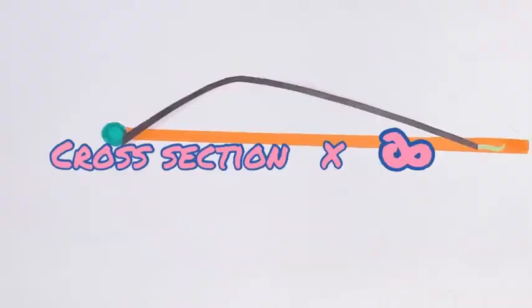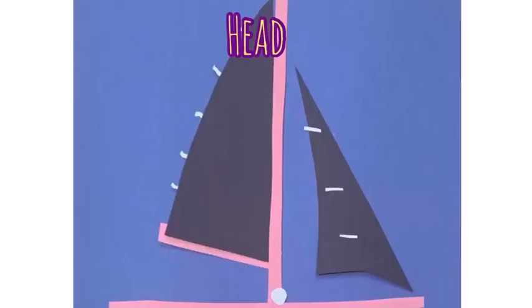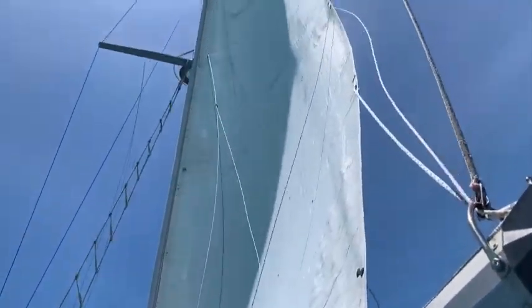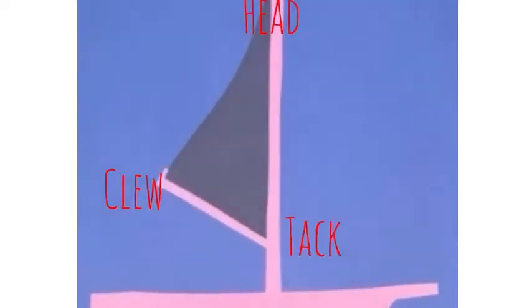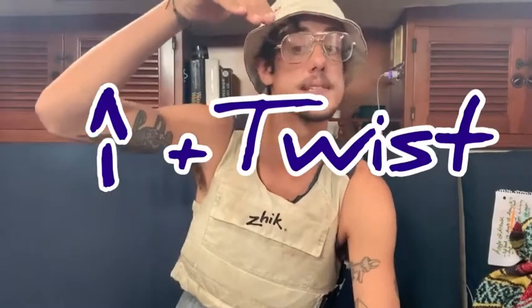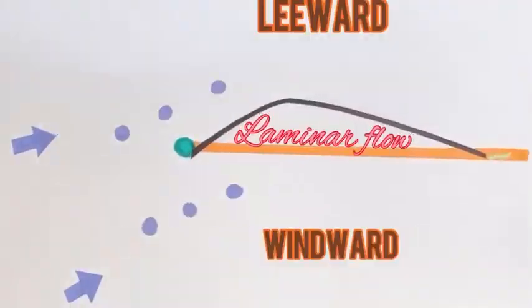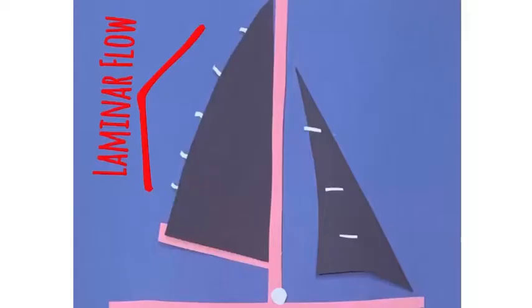If we take a series of cross sections of a sail as we're moving from the head down to the foot, the difference of the angle of attack between each cross section is what makes up the twist. Twist can be adjusted by controlling the elevation of the clew of the sail. By allowing the clew to rise up, we're going to increase the twist, and by pulling the clew down, we're going to decrease the twist. Now, our entire goal when manipulating twist is to achieve laminar flow over the sail in its entirety.